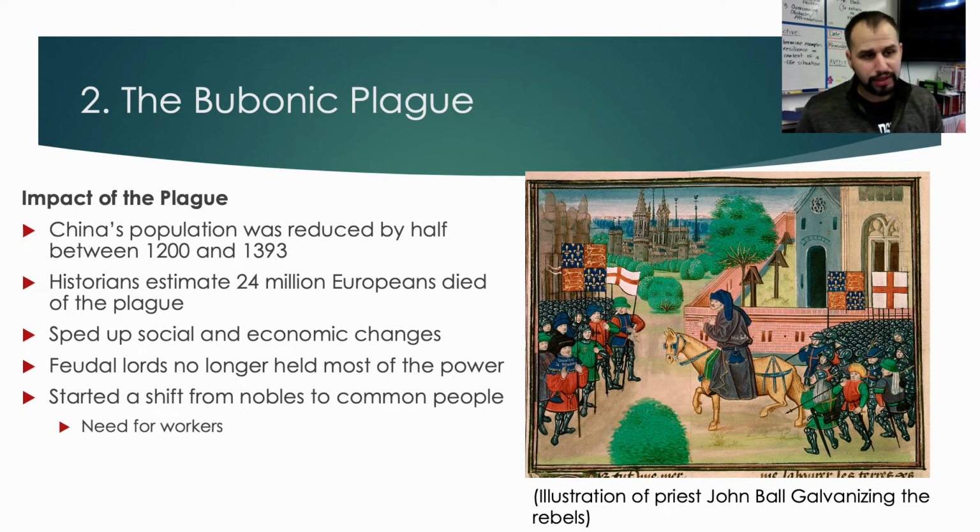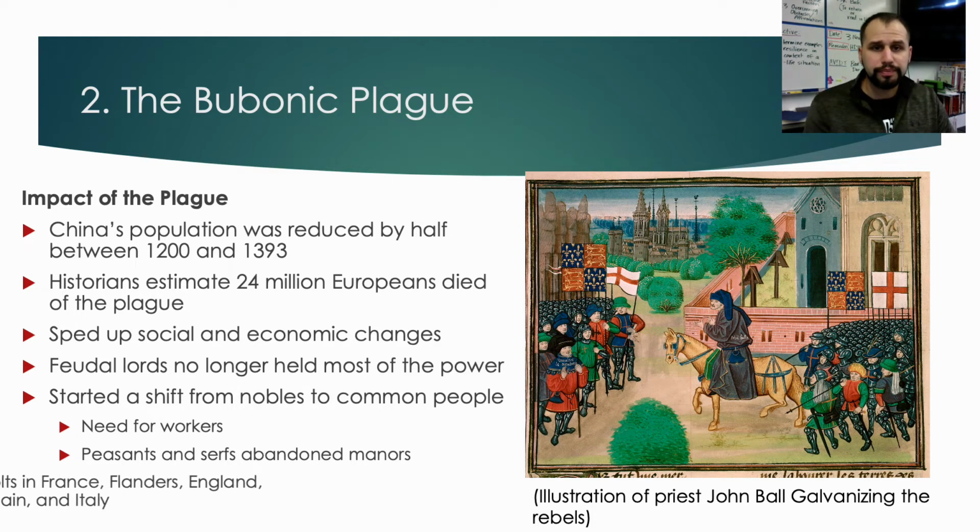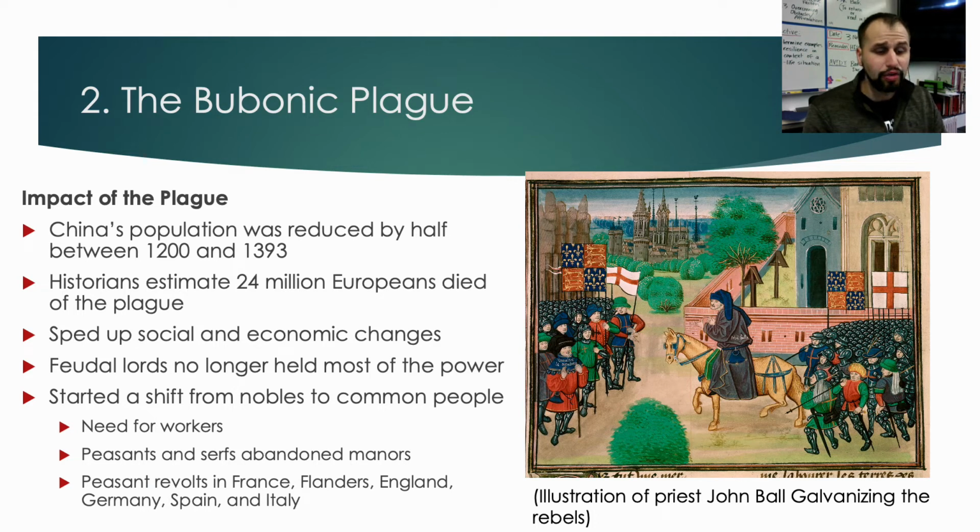And there were three main reasons for that. People needed workers, so peasants could demand better conditions, and they had more influence and power because they were creating the economic boost, right? They were the farmers, the creators. Peasants and serfs also abandoned manors, so they left nobles to fend for themselves. And then lastly, they held peasant revolts. So in France, Flanders, England, Germany, Spain, and Italy, they rose up against their supposedly more powerful masters.